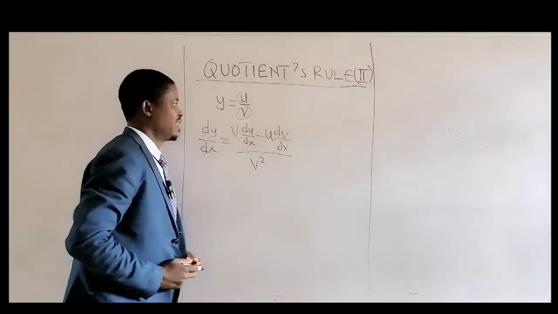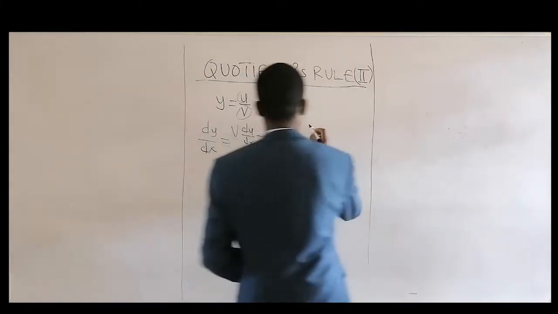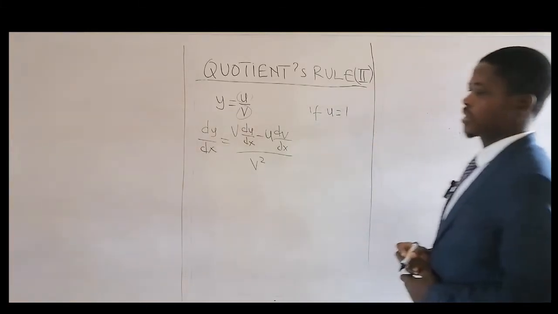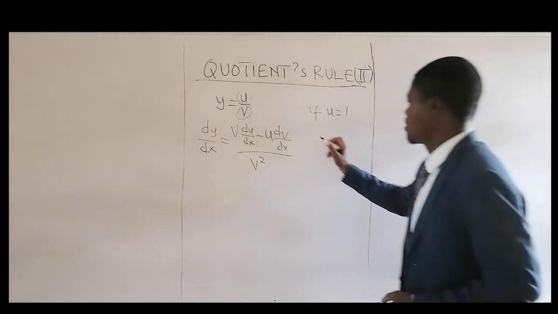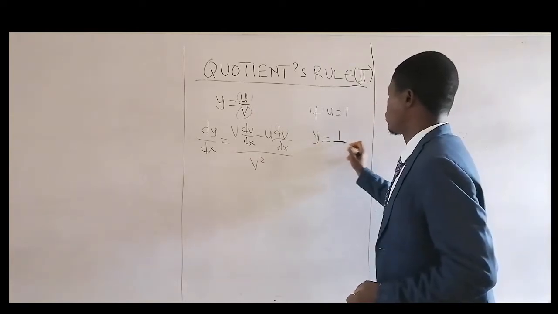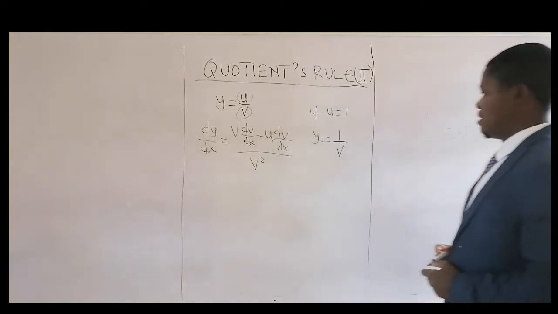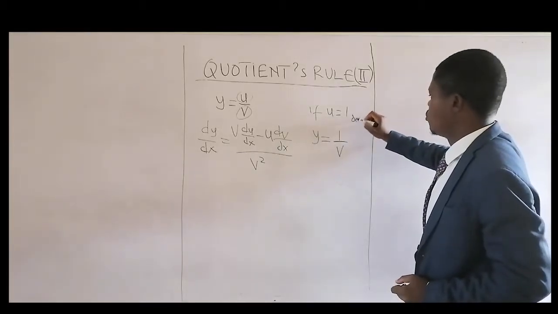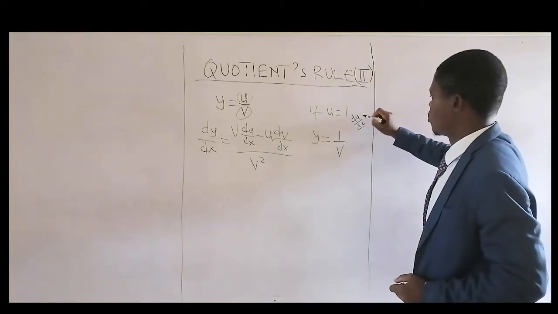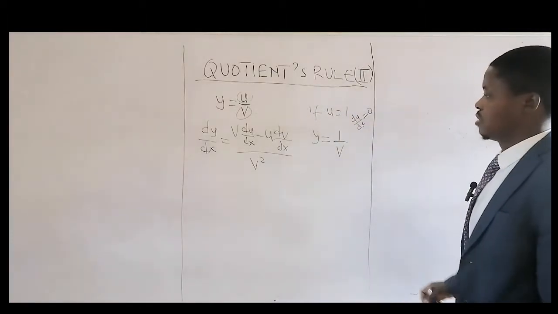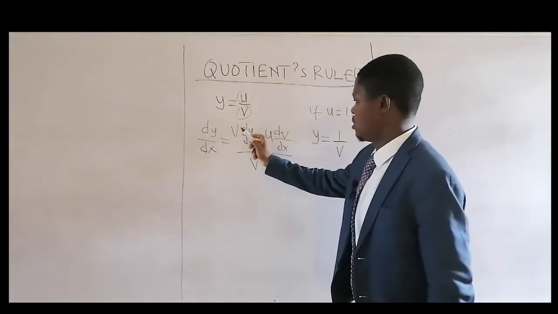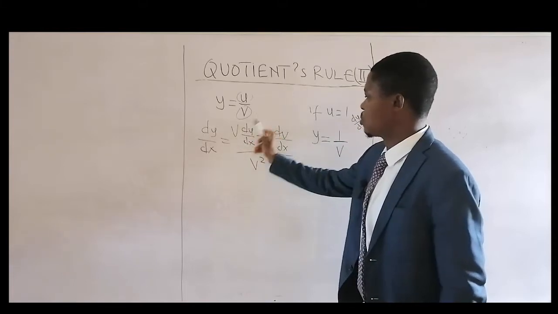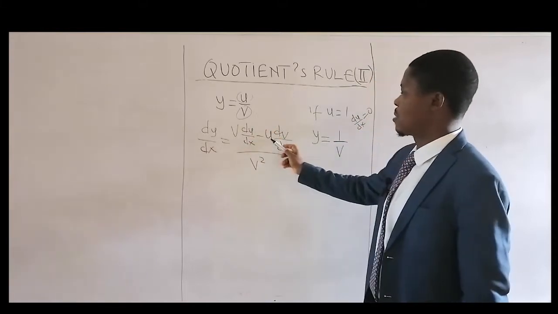Another thing I want to say now: let's imagine u is 1. What will happen there? We now have y equal to 1 over v. Don't forget that du/dx will now be equal to 0, so if you substitute 0 for du/dx, and your u is 1, this term will go.